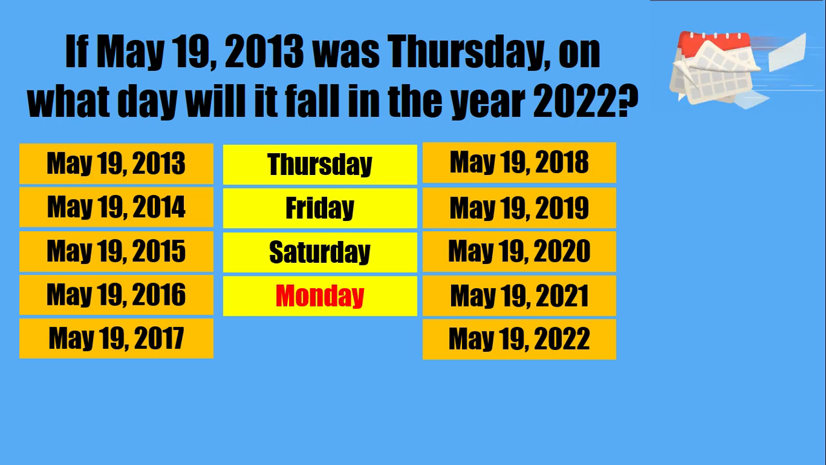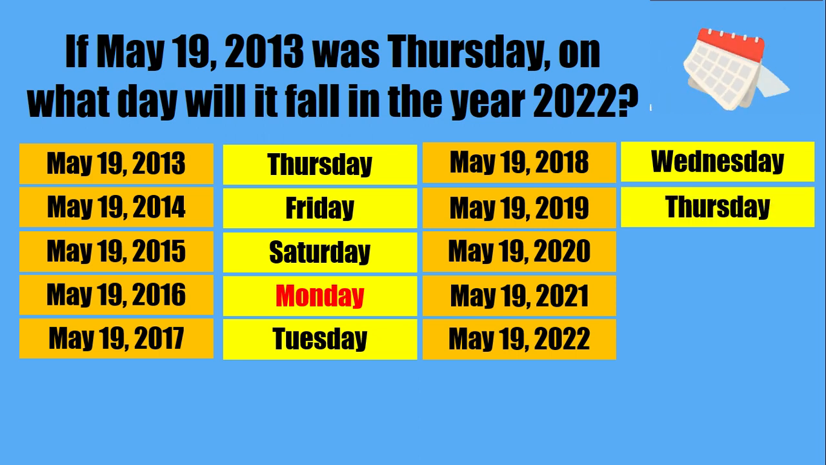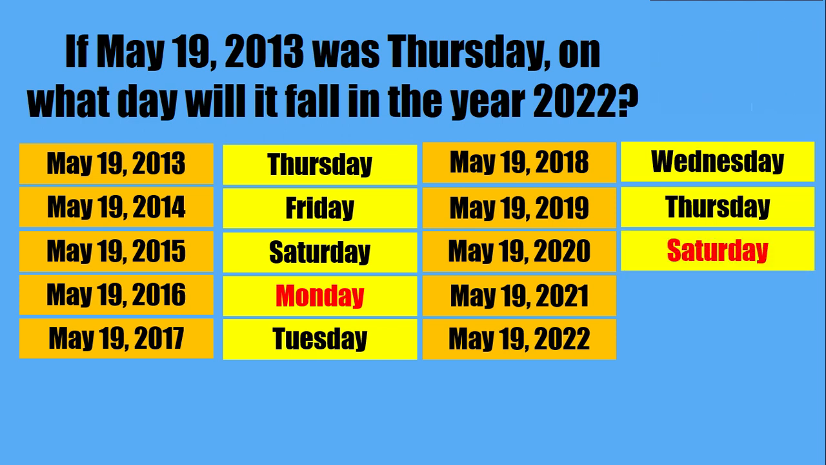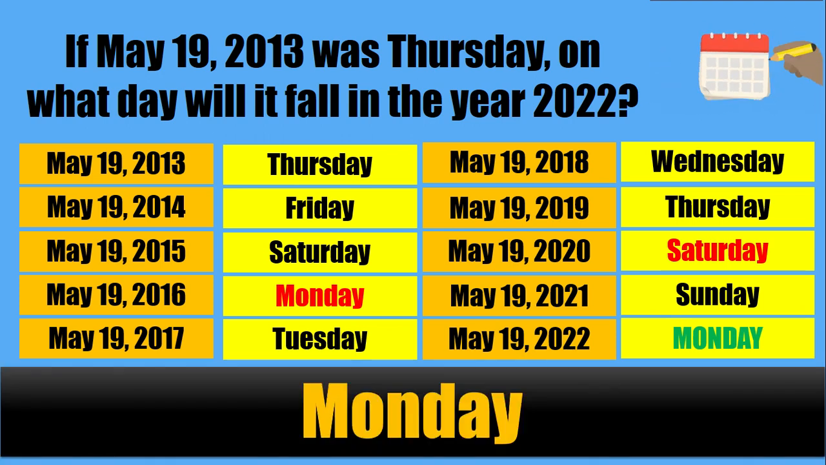In 2017, that is Tuesday. 2018, that's Wednesday. 2019, that's Thursday. And in 2020, again, 2020 is considered a leap year, so we have another additional day, February 29. Therefore, this is Saturday. Then 2021, that's Sunday. Lastly, for 2022, the answer here is Monday. So given that May 19, 2013 was Thursday, then May 19, 2022 is Monday.